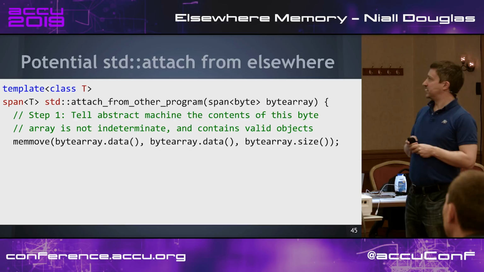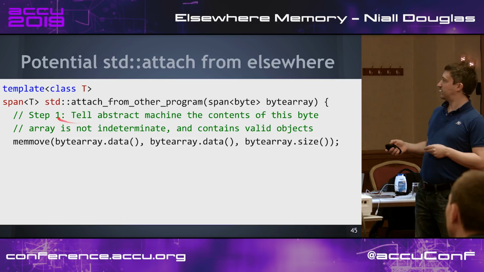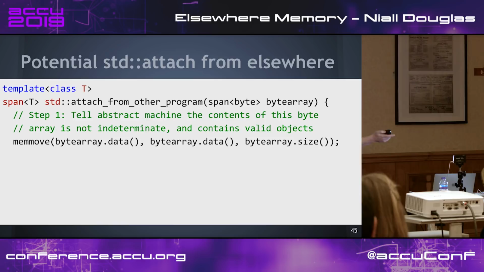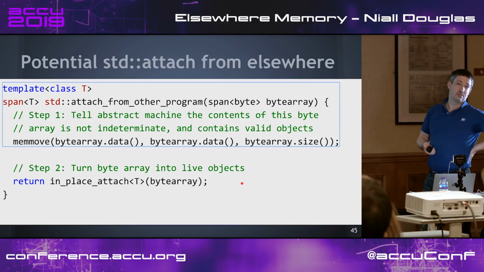So the C++ abstract machine has been given some bytes, which it thinks might be indeterminate. So you need to tell it before you do anything else, otherwise you're going to get UB, that they are now full of objects. I'm basically relying on Richard Smith's paper, where he said that you can either bless a memory range or you can memmove it to itself. If Richard Smith said it, I'm going to guess that he's probably right. So it does nothing, because any optimizing compiler is going to look at that and go, that means nothing. But in the abstract machine, it does make it full of live, valid objects. And then you simply convert the byte array back into a live object. Does that seem reasonable?